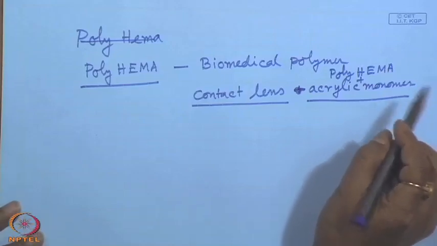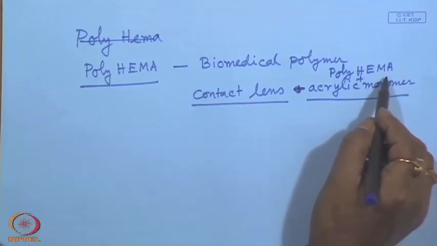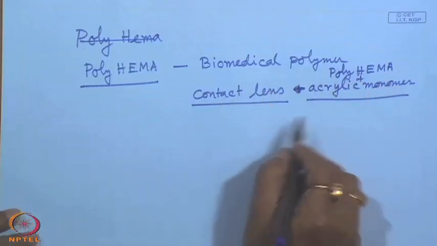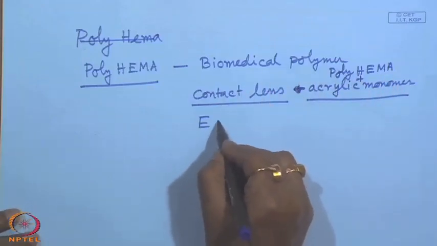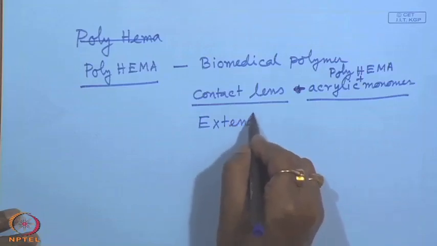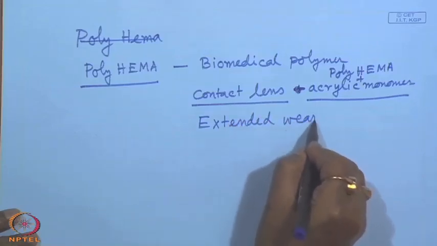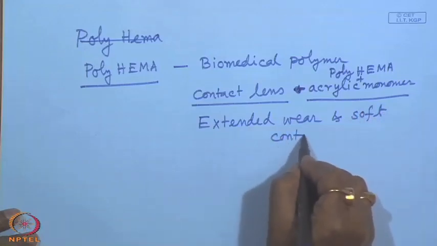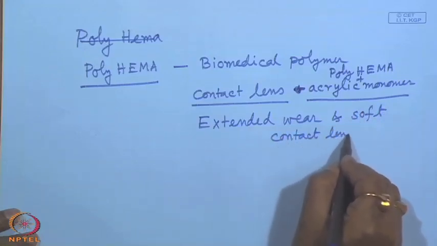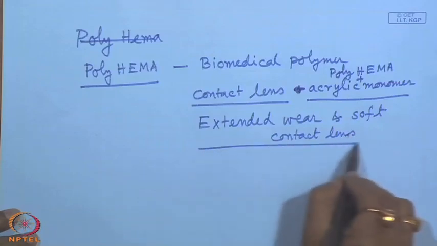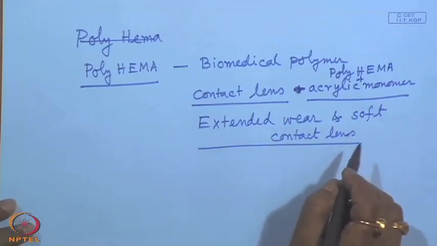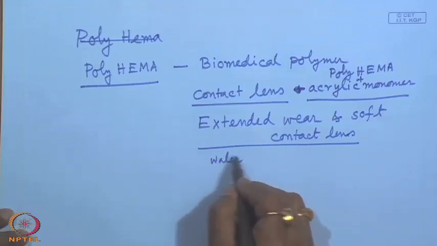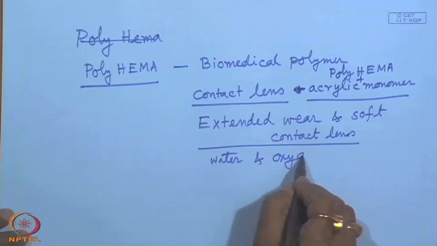and other hydroxyethyl methacrylate, a copolymer of hydroxyethyl methacrylate and acrylic monomer, forms good contact lens which can be for very extended wear, and soft contact lens, which provides the facility of water and oxygen permeability.